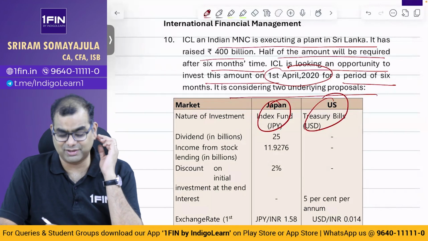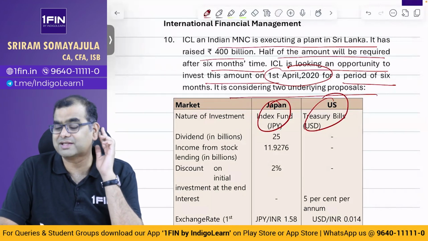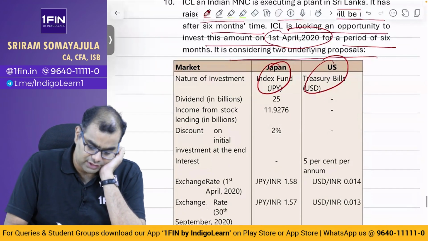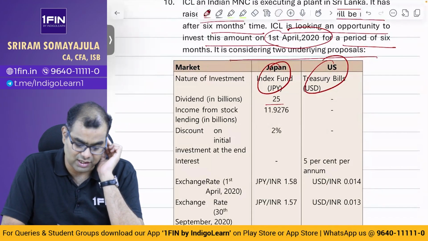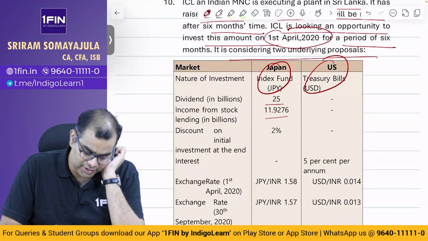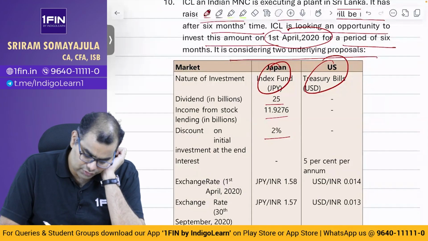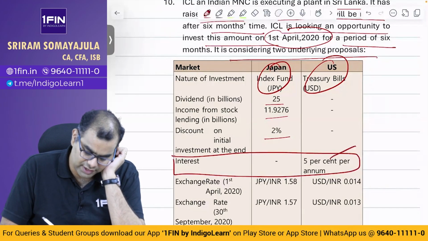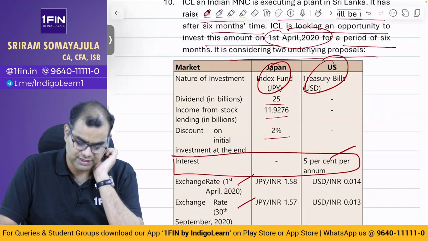We have done a similar problem, but it was not in international financial management. I think we did this in forex. Okay, dividend in billion 25. Which currency is this? Acha, this is JPY billion. Income from stock lending 11.9276. This is also billion. Discount on initial investment at the end 2%. Interest is 5% per annum. Exchange rate on 1st, exchange rate on 30th September. Various currencies are given.